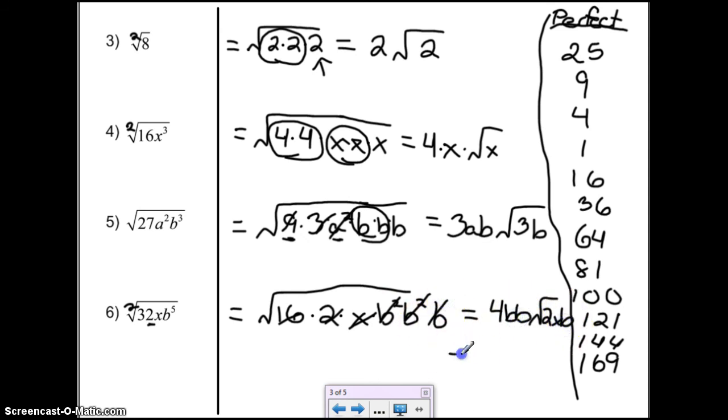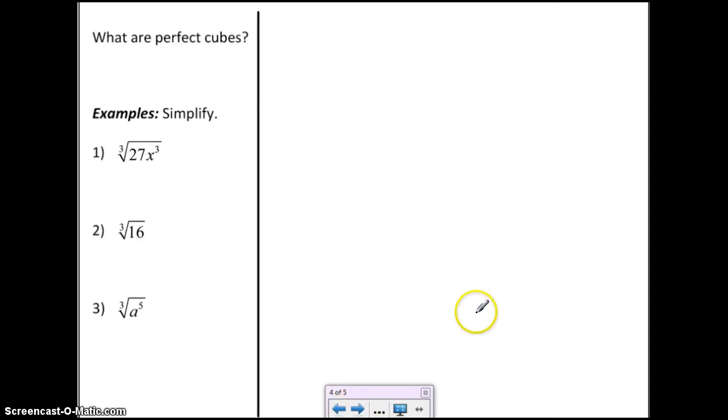Okay? For my answer, I want to simplify. So I have 4. 2 b's multiplied would make b squared. And then I still have a 2, an x, and a b left over on the inside. Okay. Let's see what else we've got.